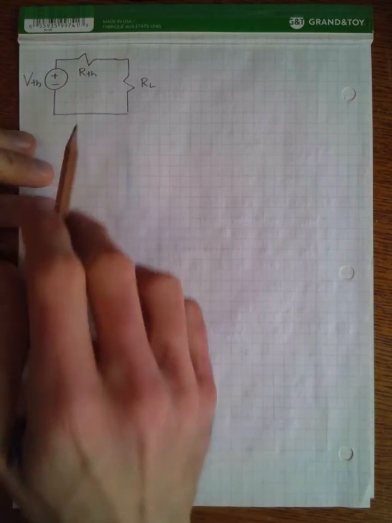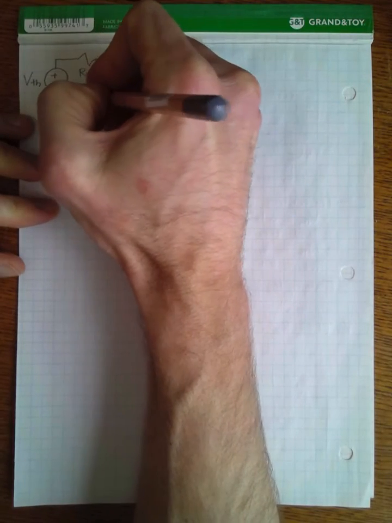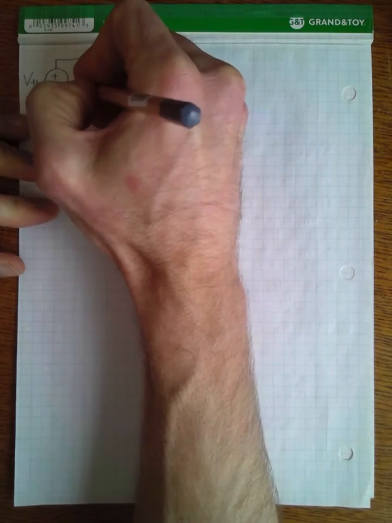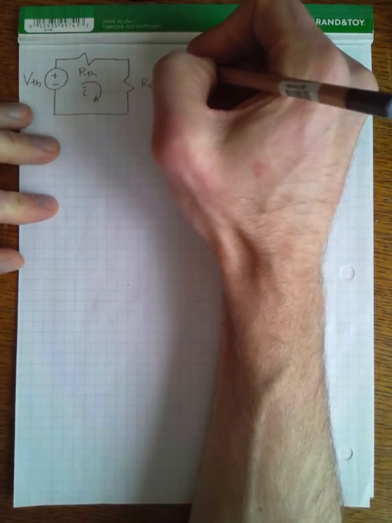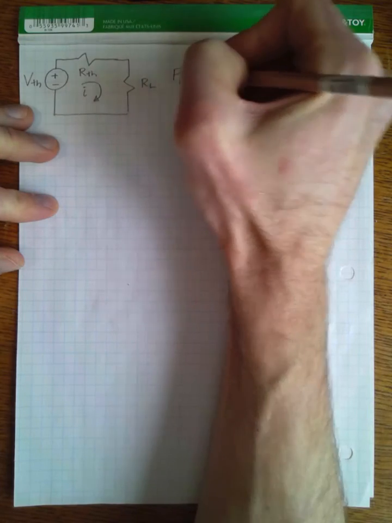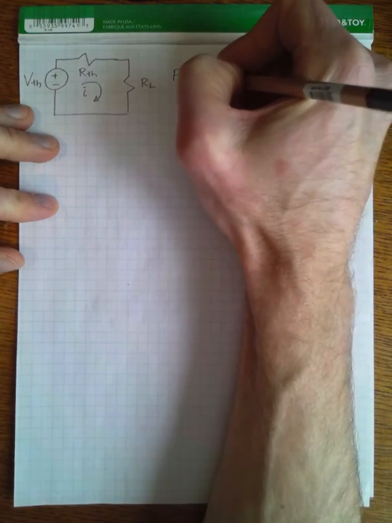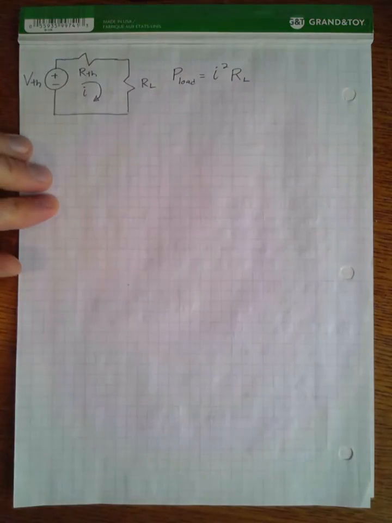All right, if we draw now, or I guess redraw, our Thevenin equivalent circuit, we've got our Thevenin resistance in series with our load. The current flowing through our loop, we just represent as I. And we can write the power in our load as being equal to I squared times the load resistance.